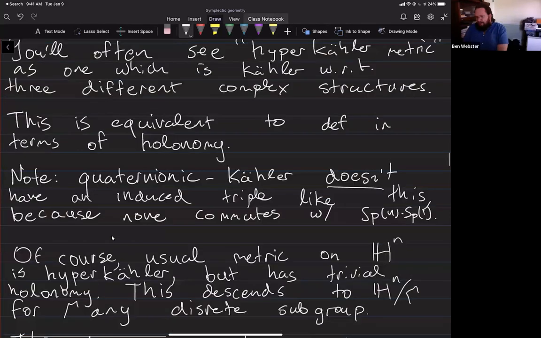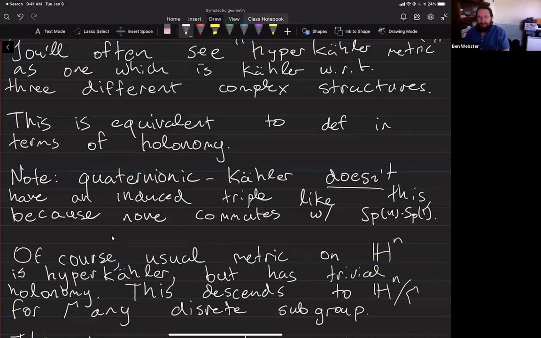All right, so how do we actually construct hyper-Kähler manifolds? One of the reasons I'm focusing on this case is we can, in a somewhat reasonable way, write at least some examples of these. One obvious example is you can just take H^n, the quaternions. That obviously has an action of the quaternions on every tangent space.